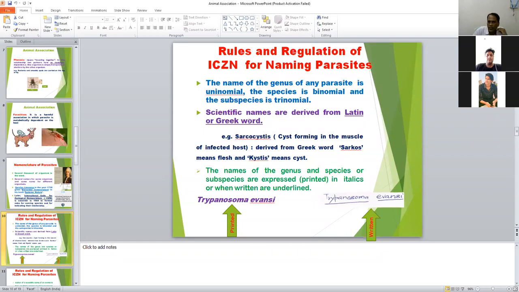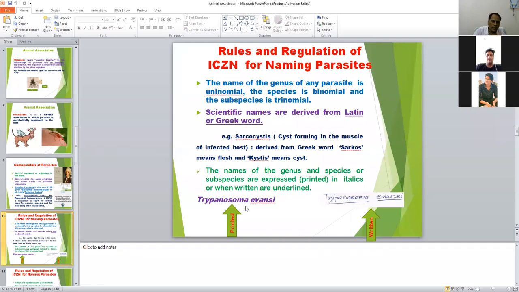And every scientific name is a Latin or Greek word. For example, Sarcocystis is a protozoan parasite, a cyst-forming protozoan parasite in the muscles of the infected host. The parasite name Sarcocystis is derived from the Greek words sarcos meaning flesh and cystis meaning cyst. Cyst forming in the flesh. So the scientific name is derived from Latin or Greek words.